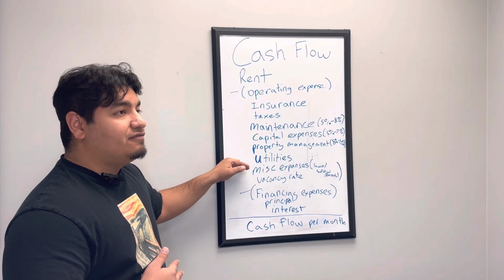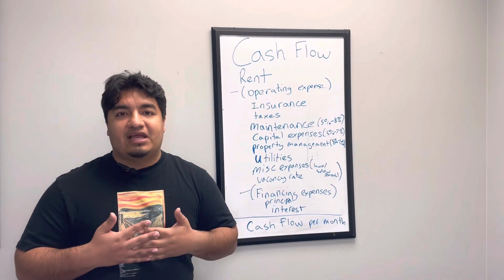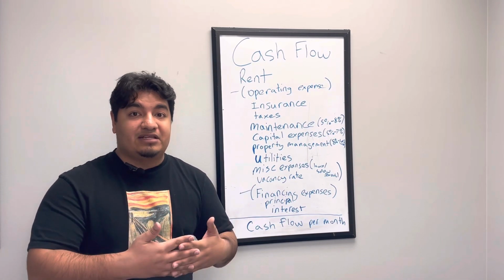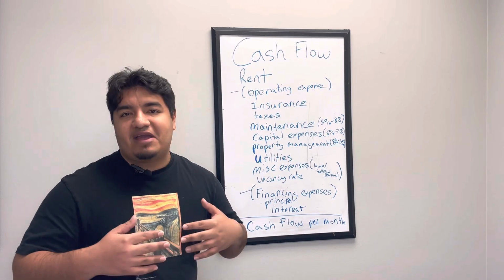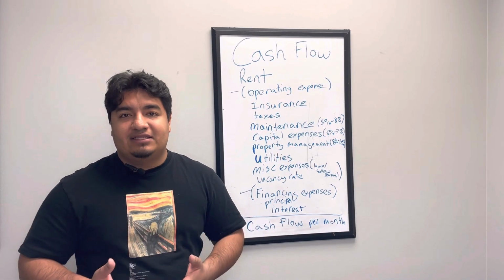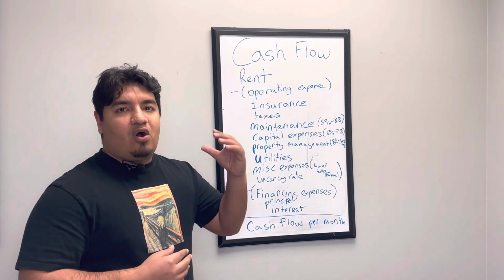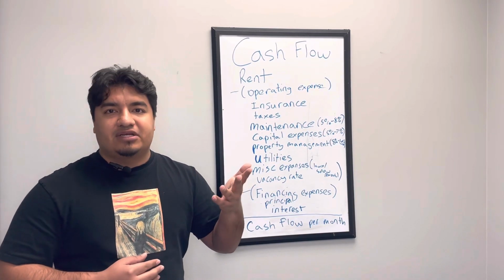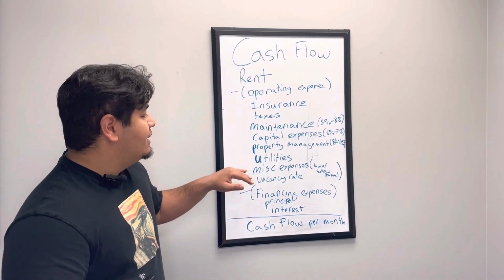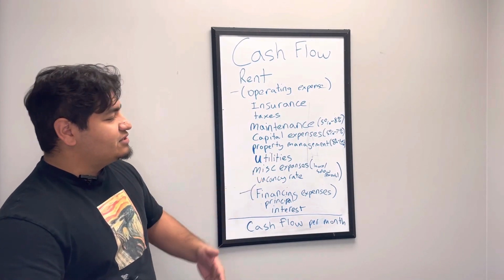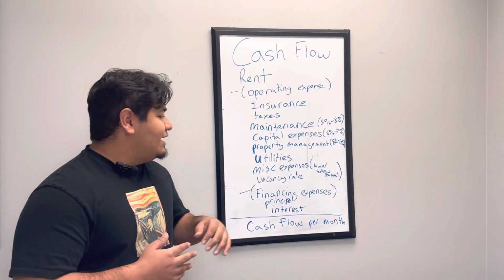Then it's going to be utilities. So if you have a multi-unit and it has the same meter, it's typically the landlord who will pay for that expense. Usually for single families, the utilities will be paid for by the tenant. But typically, if they're all run on the same meter, so like the electric is the same for the whole building, the landlord will pay for that. Then the miscellaneous expenses, so this is going to be like lawn, snow removal, things like that.